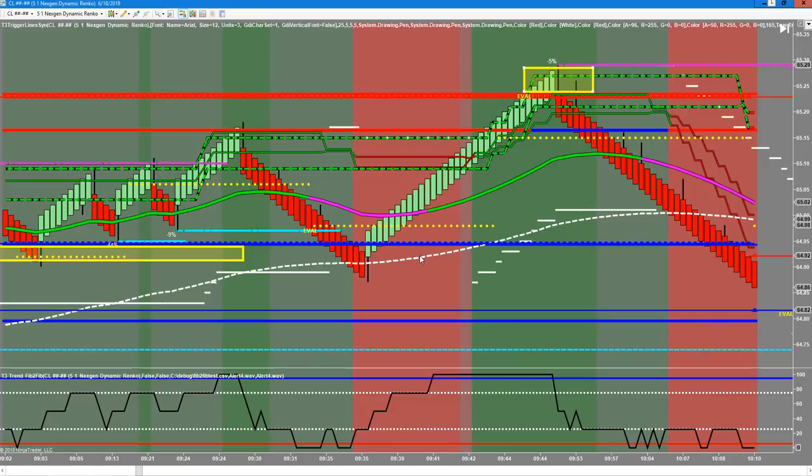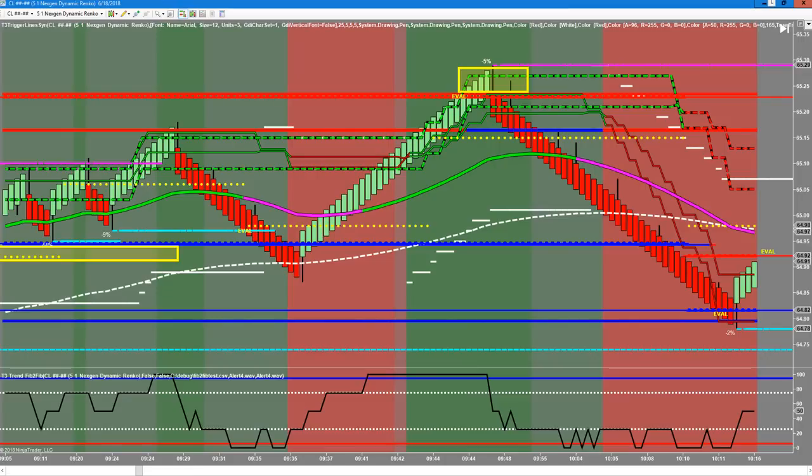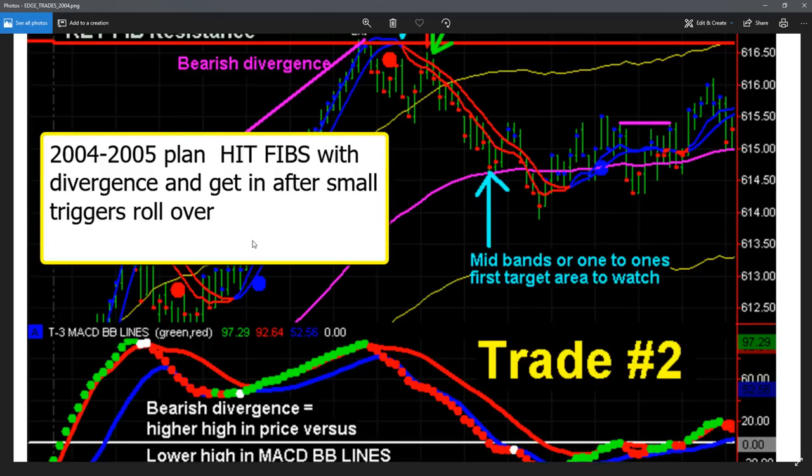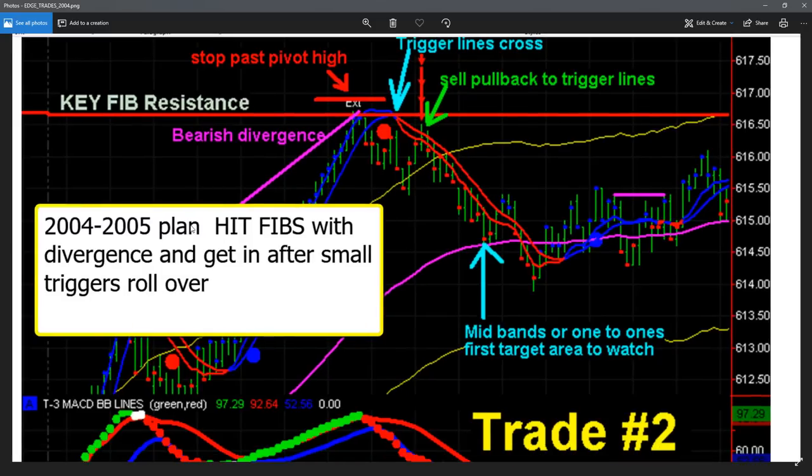I think you guys can see, right? Can I show you one of our trading plan rules from the year 2004, 2005. If you hit fibs with divergence, which is now represented by a negative number, look what our trading plan rule was. Get in after the trigger lines roll over.